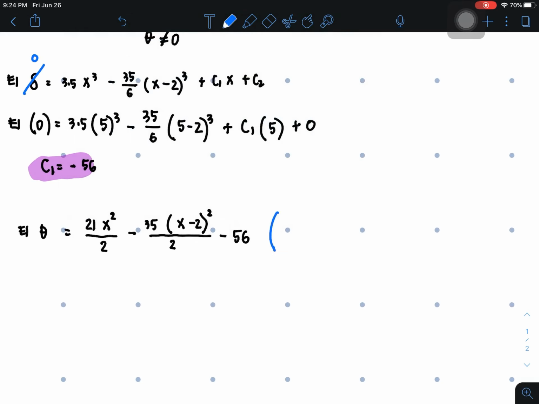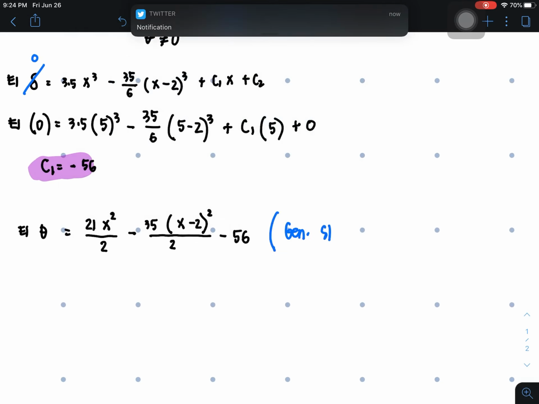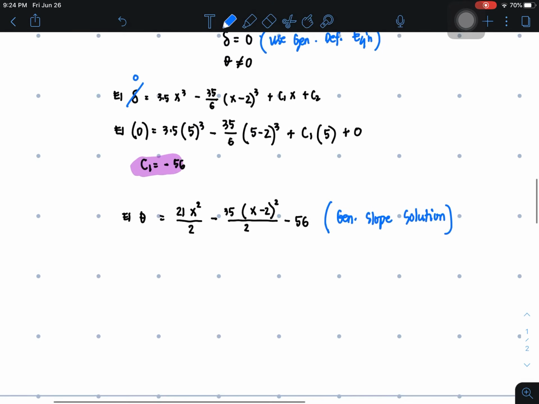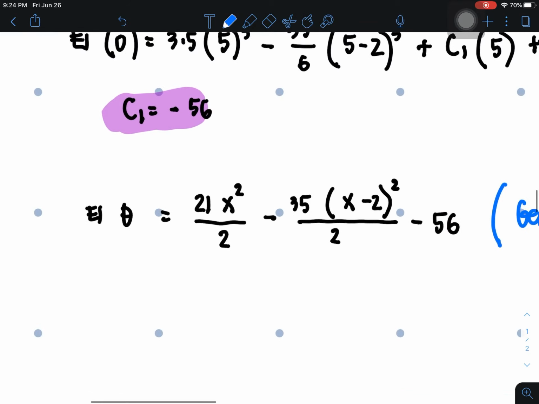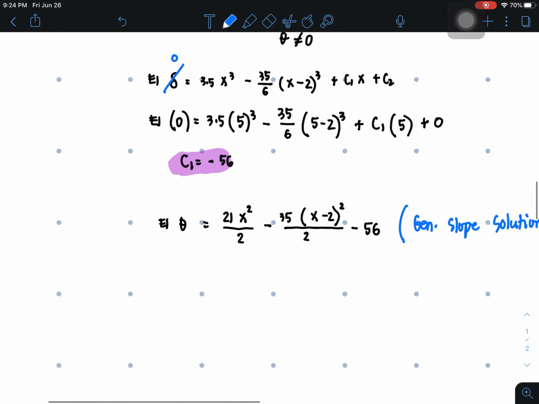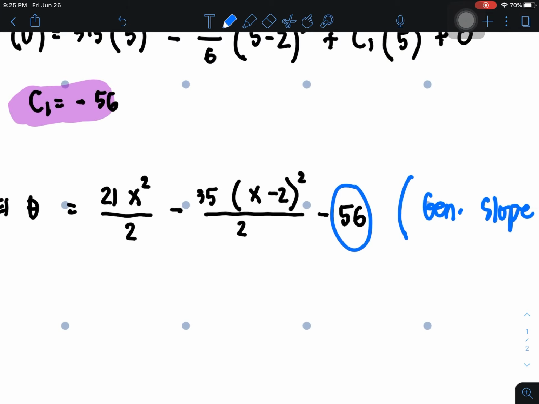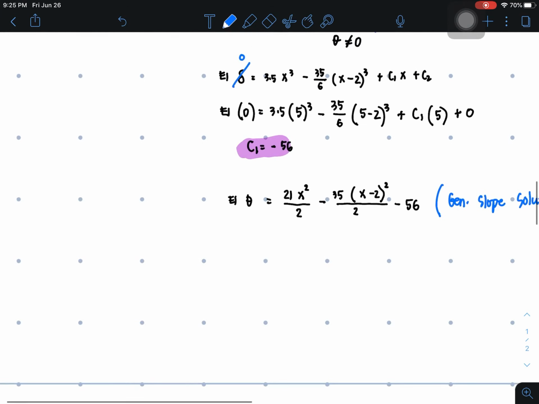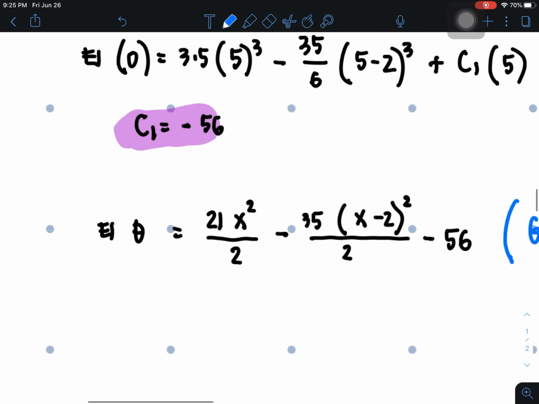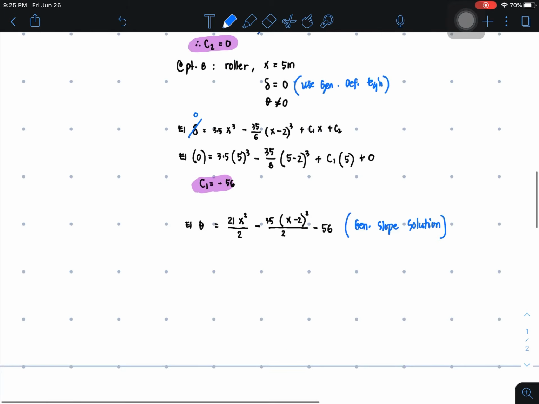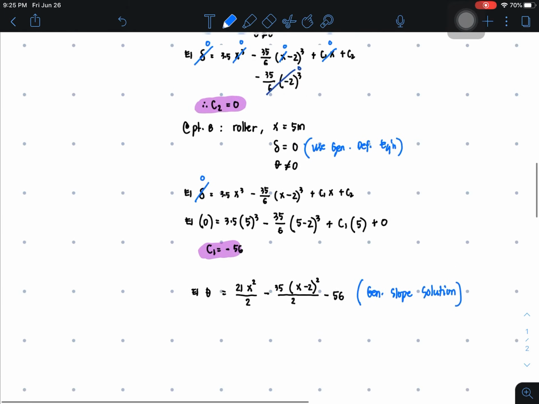So this is our equation, the general slope solution. Why is it a solution? Because at any point on the beam, we can now solve the slope, since the arbitrary constants have been eliminated. Our function is now only about x, so you can substitute any value of x. So that's it, the general slope solution.